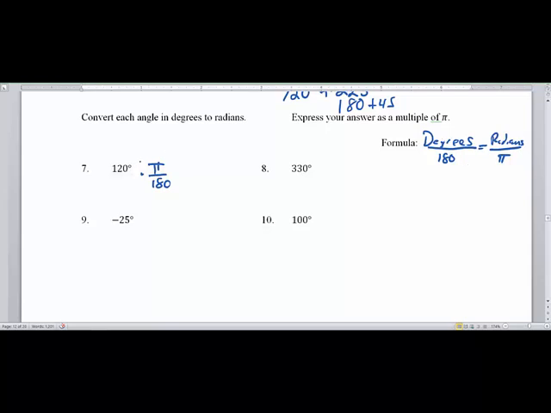So simplification, absolutely. We can divide this and this by 60, and in doing so, this would become a 2 and this would become a 3. So this is 2 pi over 3.